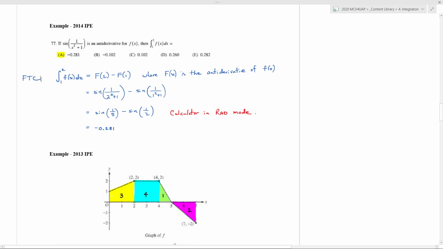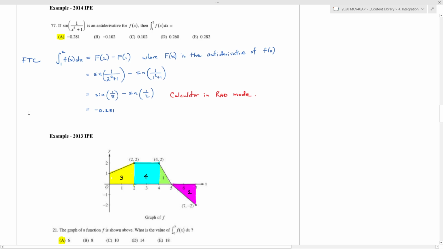So they're simply testing you. Do you understand the fundamental theorem of calculus? If you're being asked to evaluate a definite integral when you already know what the antiderivative of that little f is.